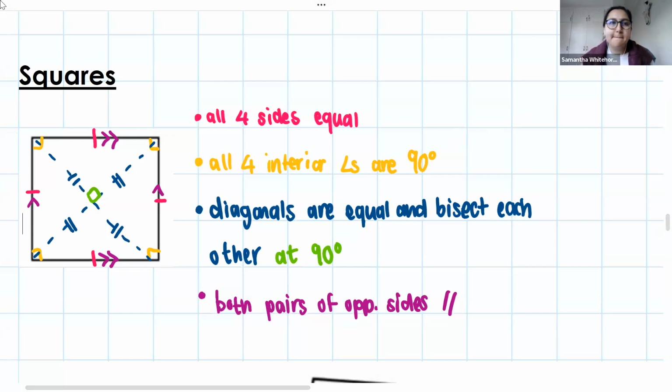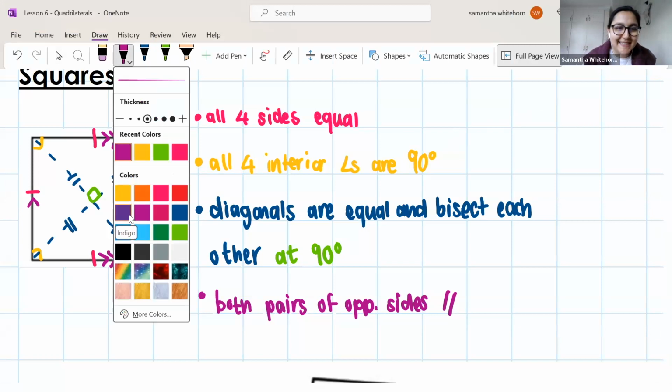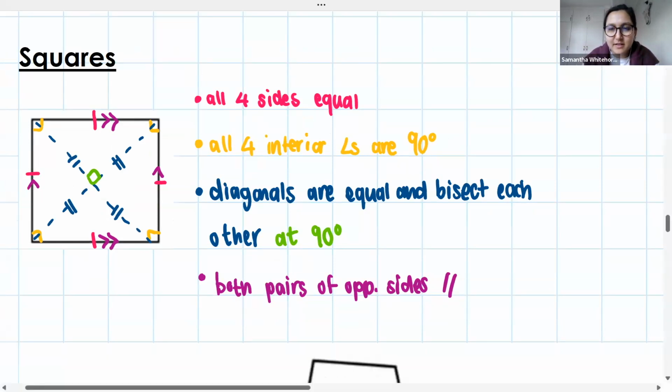Kenya? The interior angles add up to 360. Sorry, say that again. The interior angles add up to 360. Perfect. Okay, so again, guys, any quad, those interior angles are going to add up to 360. Very, very nice. Sibungu? Diagonals bisect the corner angles.